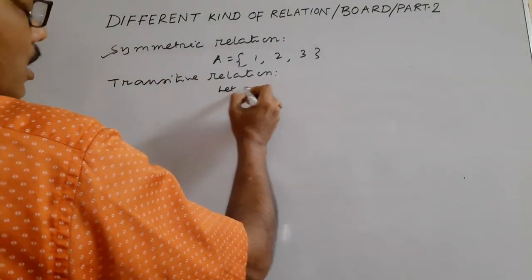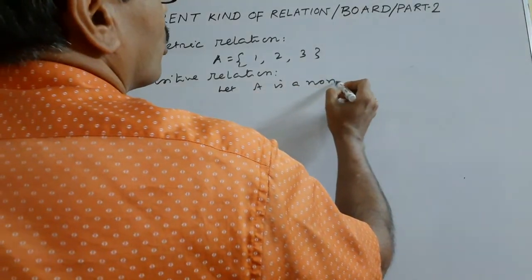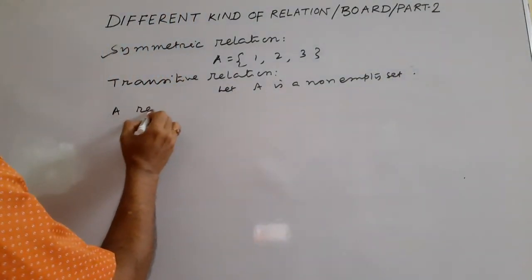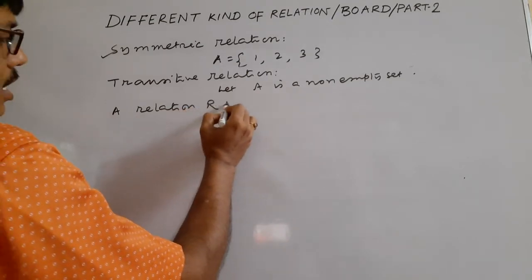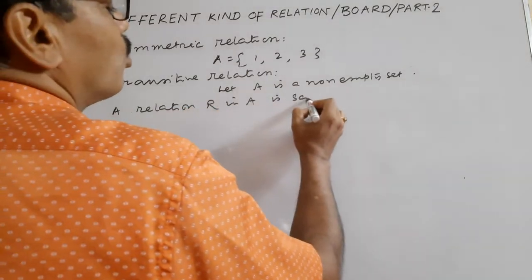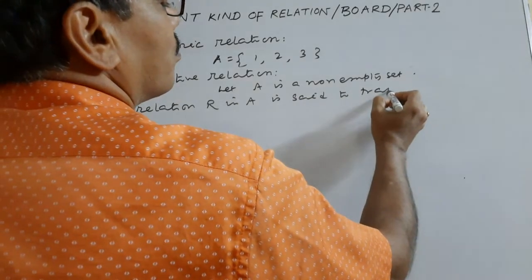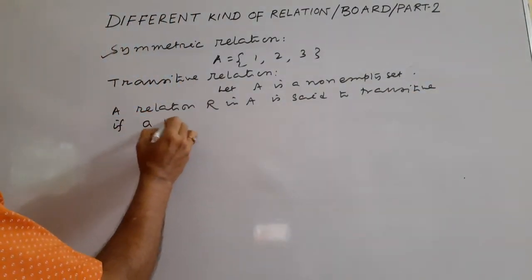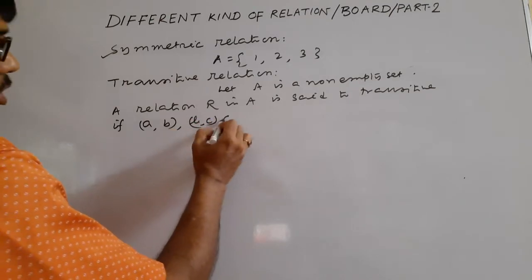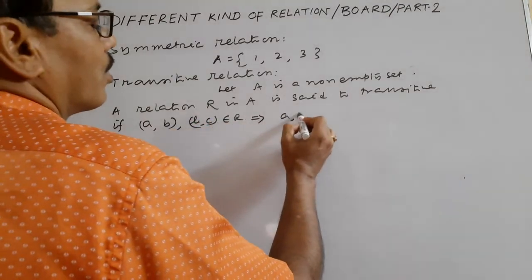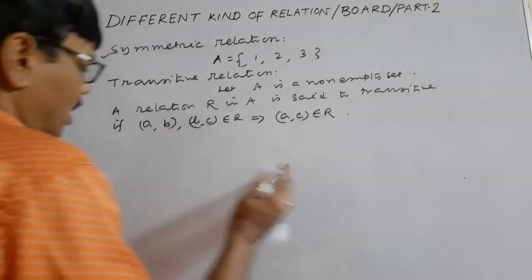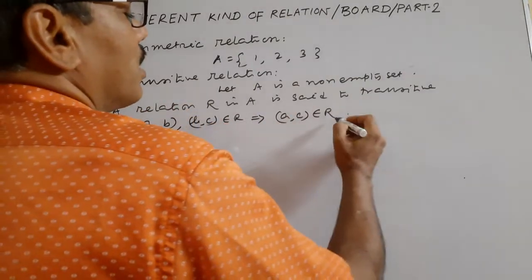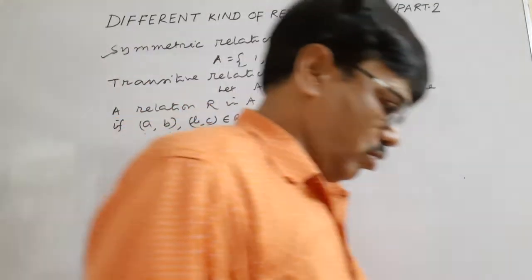So we give the definition first. Let A be a non-empty set. A relation R in A is said to be transitive if (a, b) and (b, c) belong to R implies (a, c) belongs to R. That is, an ordered pair (a, b), and a second ordered pair starting with b, belong to R implies (a, c) belongs to R.